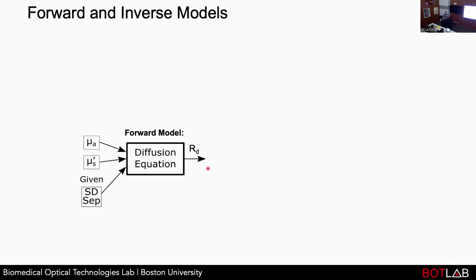That's our measurement. And it turns out it's hard to solve the diffusion equation the other way around, where you input the diffuse reflectance and it spits out mu A, at least analytically difficult.